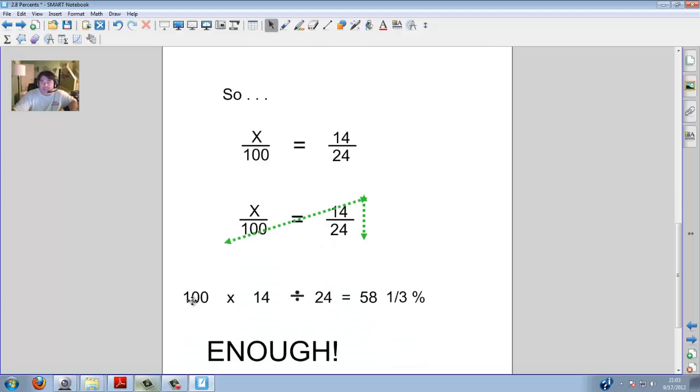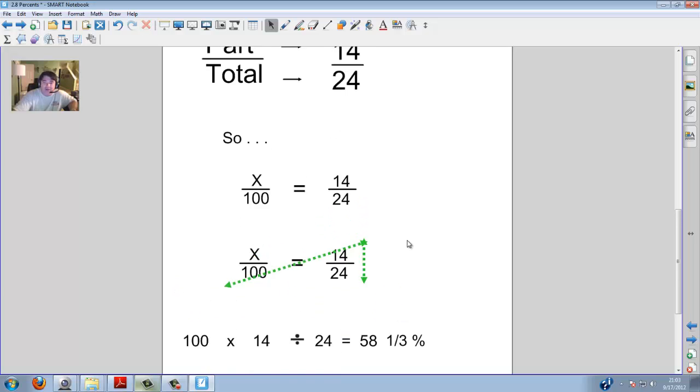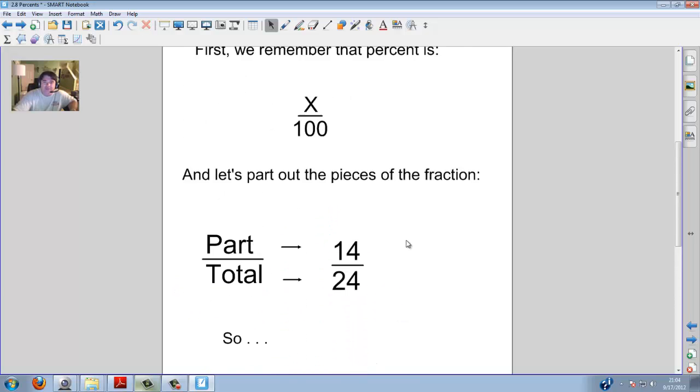divided by 24. 100 times 14 divided by 24 is 58 and 1/3%, it says, which sounds about right. So you would have 58 and 1/3% of gold.